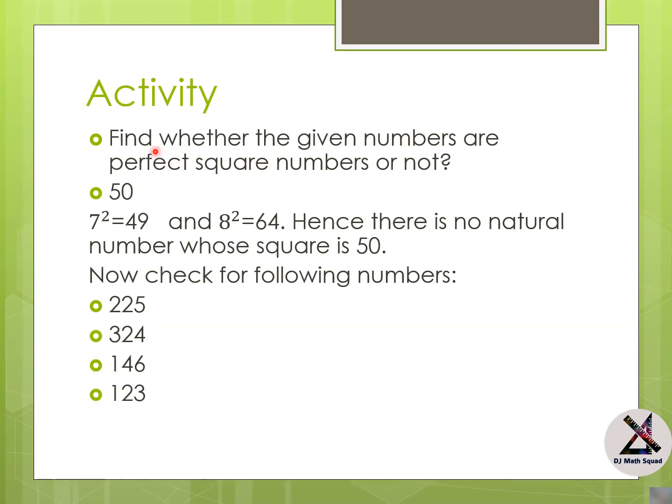Now we are doing one more example. Find whether the given numbers are perfect square numbers or not. So we are taking one example of 50. So 50, if you see, 7 square is 49 and 8 square is 64. Hence, there is no natural number whose square is 50. Now, you can check yourself for the following numbers: 225, 324, 146 and 123.